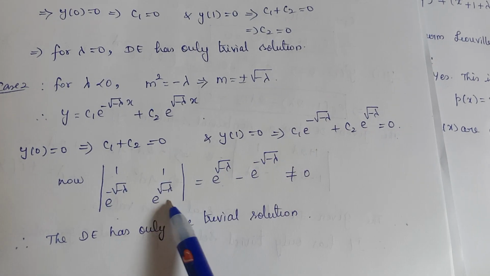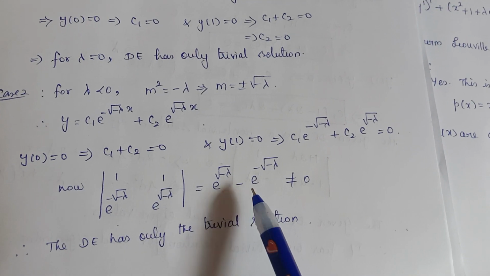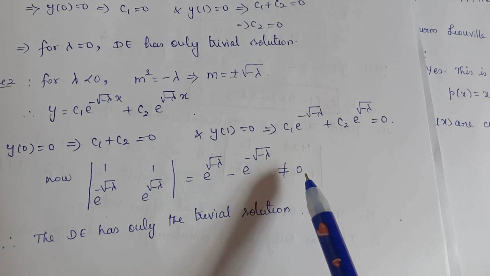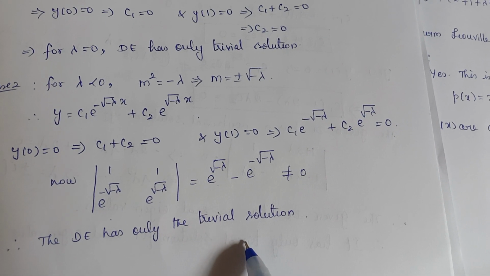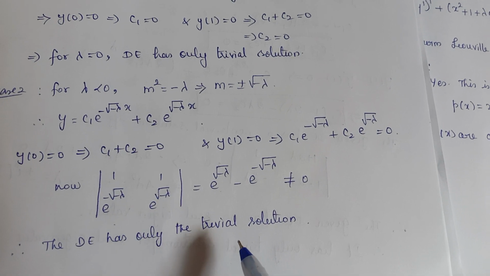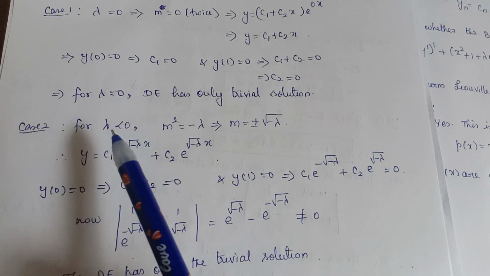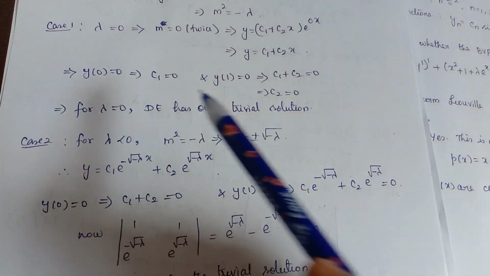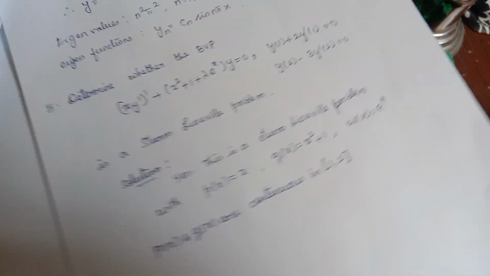But if you expand this determinant, you get only exponential terms, and these exponential terms never vanish, so this is not equal to 0. That means this problem does not have any non-trivial solution. Only the trivial solution exists for this problem when lambda is less than 0. So both the cases have only the trivial solution.